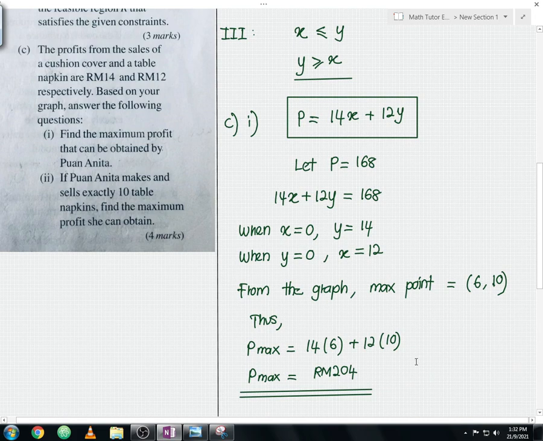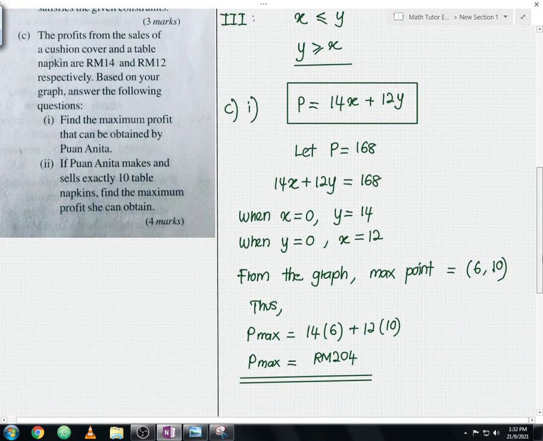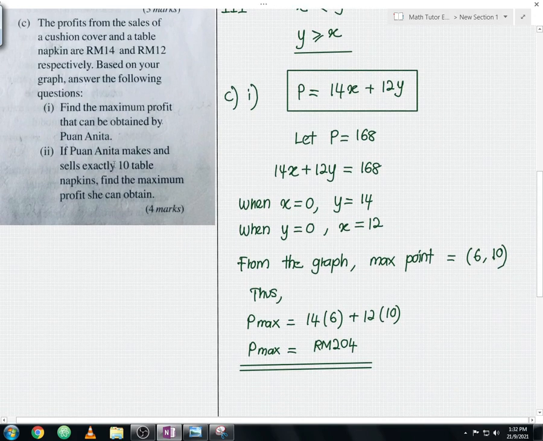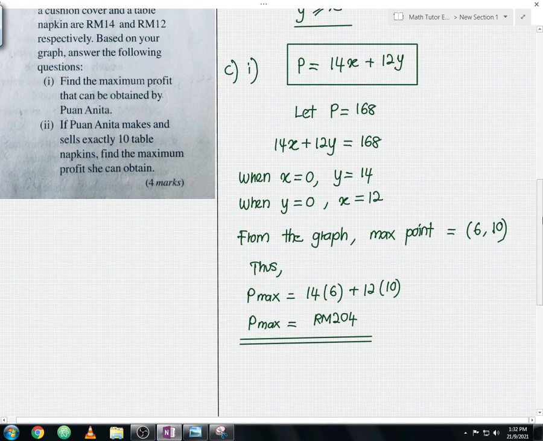So from here, let us proceed our discussion for the question C, part 2, where they ask us, if Puan Anita makes and sells exactly 10 table napkins, find the maximum profit that she can obtain. Since it mentioned here 10 table napkins, it's actually representing y equals to 10. So from the graph paper, you need to look for the corresponding x value. So when y equals to 10, let me open the graph paper again.